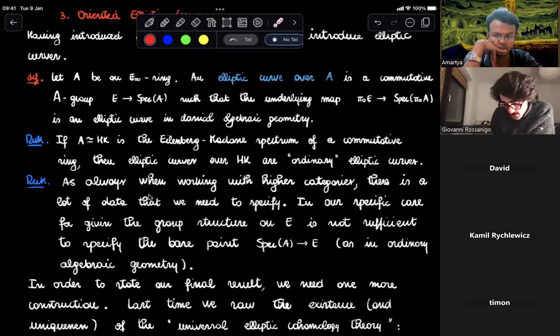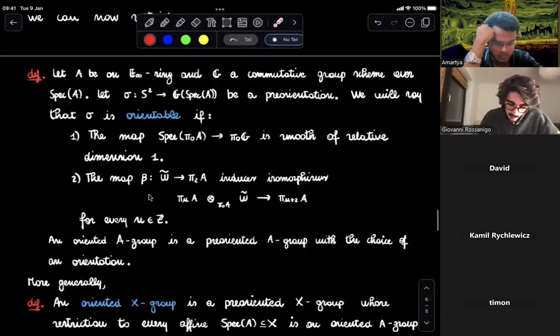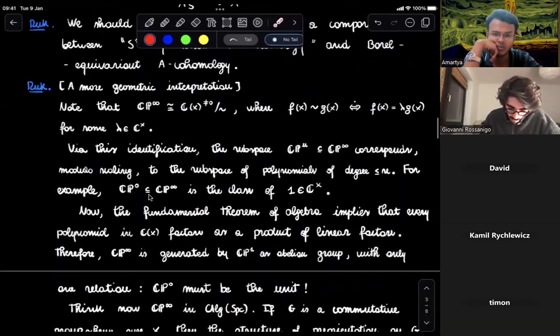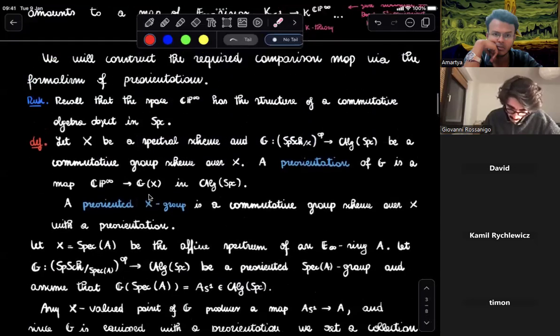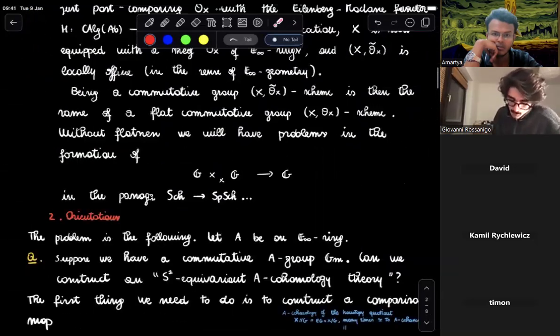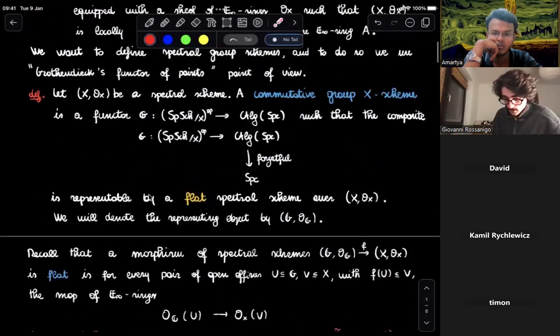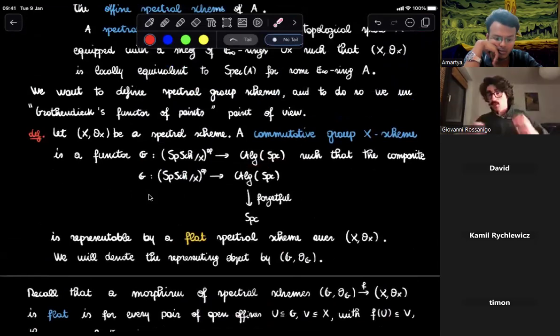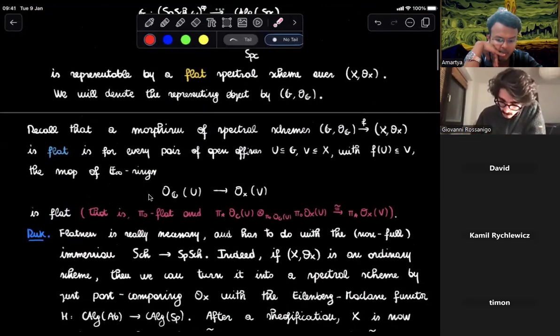You do not need to specify this information because you're working on something which is ordinary. So when you construct the commutative group scheme, let me go back a little bit, this functor is actually really easy to produce. You can just start with the ordinary functor. I never tried the computations, but I guess it's not that complex to do. Okay, thanks.